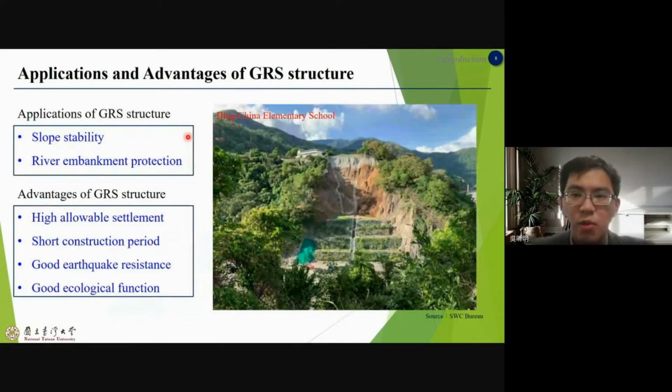GRS structures are widely used all over the world, mainly in slope stability and river embankment protection. The advantages of the GRS structure mainly include high allowable settlement, short construction period, good earthquake resistance, and good ecological function.